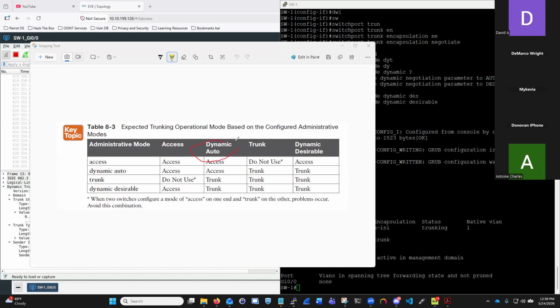Let's move on to what happens if we set dynamic auto on one side and dynamic auto on the other side. It's going to be an access port. That's what we saw, right? It never came up as a trunk. It stayed as an access port. Keep that in your minds.